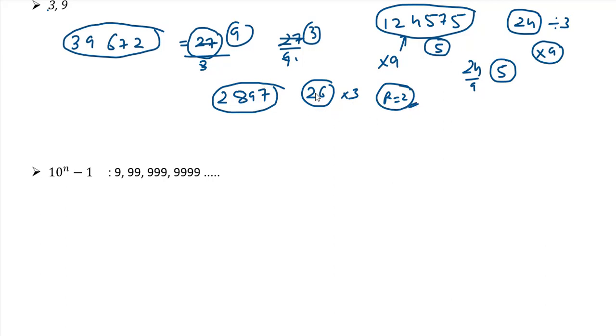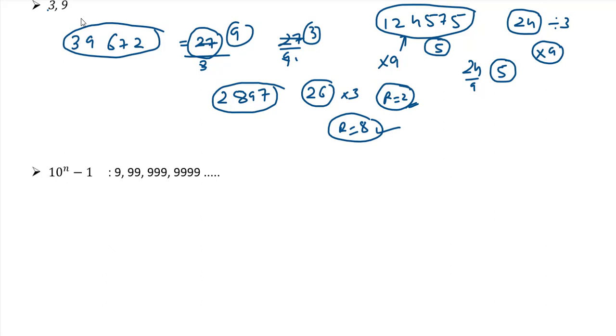Likewise for 9, 26 is not divisible by 9. Hence this number is also not divisible by 9. What will be the remainder? It will be same as when 26 is divided by 9, which is 8. So the remainder when this entire number is divided by 9 will also be equal to 8.